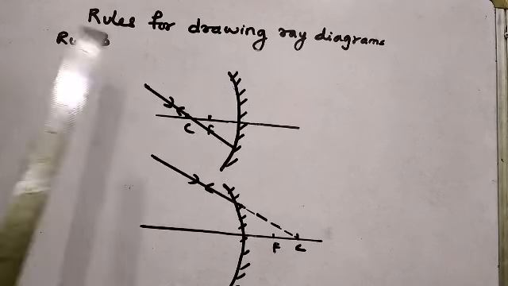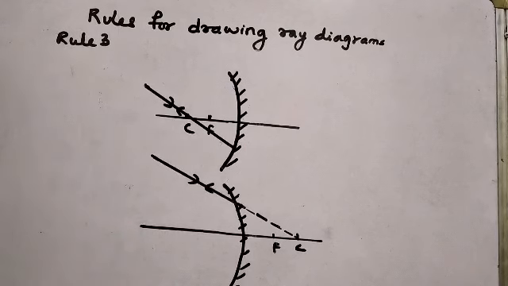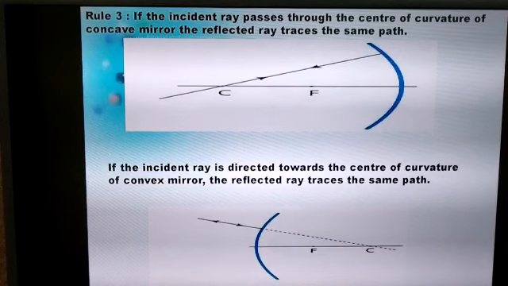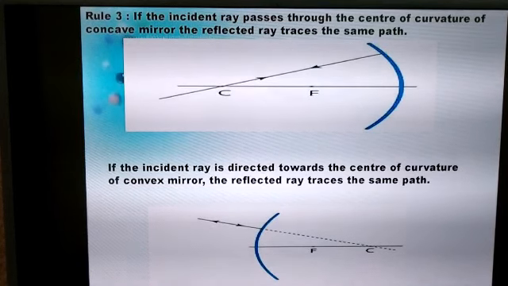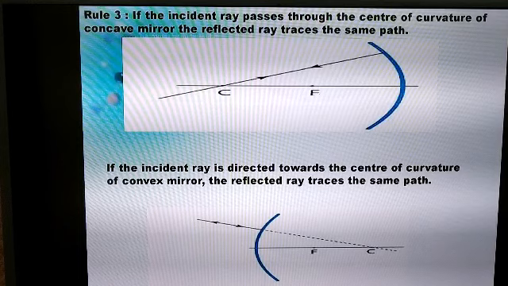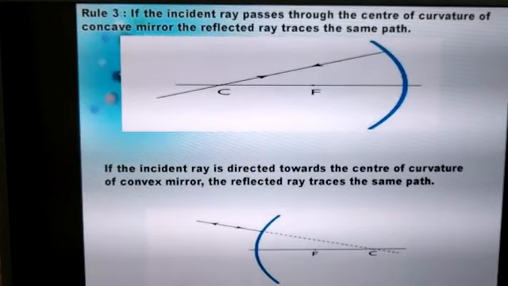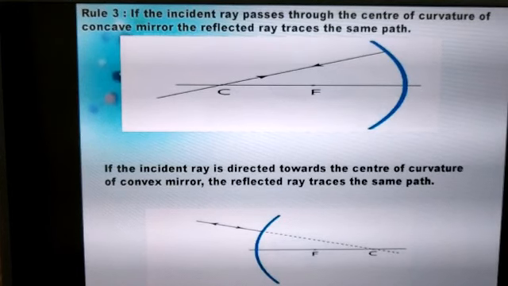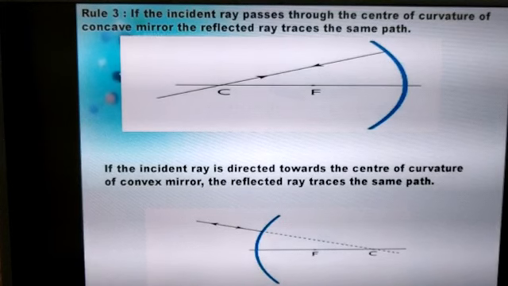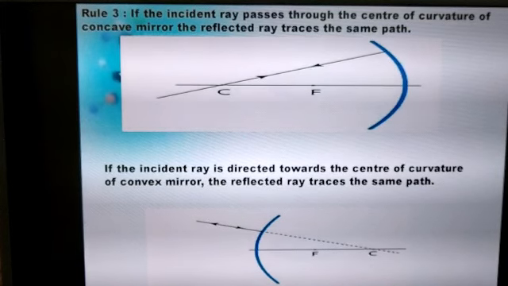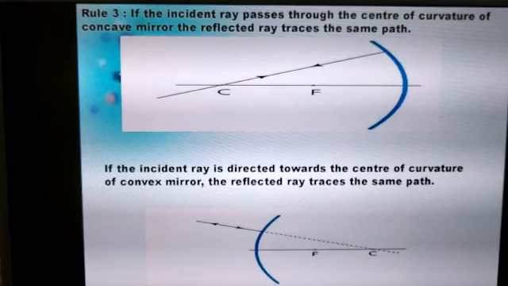So we are studying 3 rules. Out of these 3 rules, we are going to make use of 2 rules when we start drawing the ray diagrams. The third rule states that if the incident ray passes through the center of curvature of a concave mirror, then the reflected ray traces back the same path. For a convex mirror, if the incident ray is directed towards the center of curvature, the reflected ray traces back the same path.